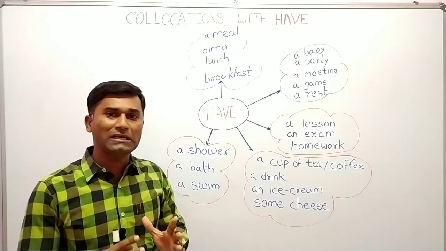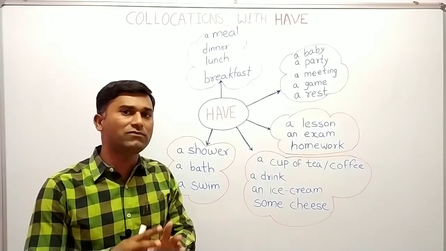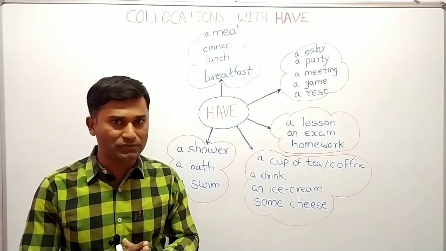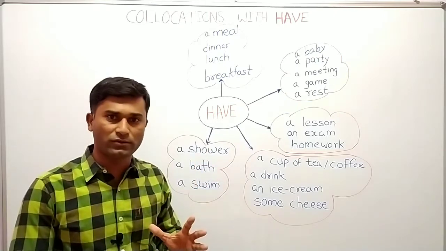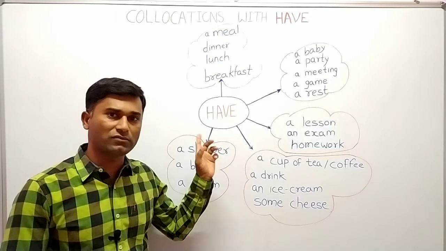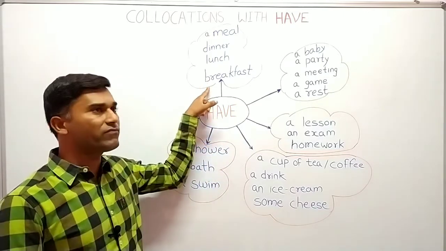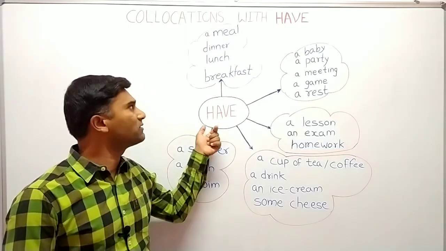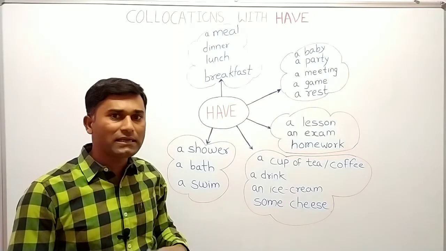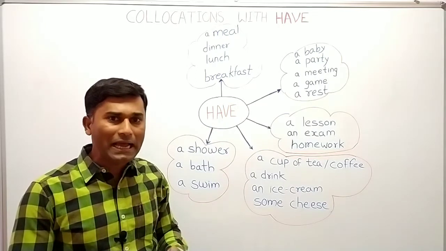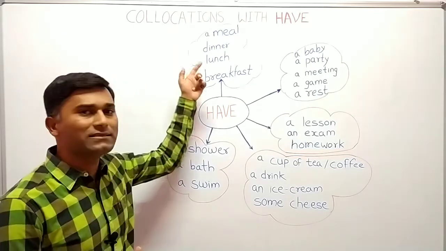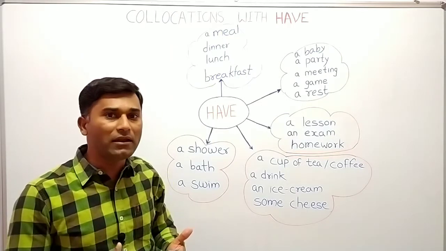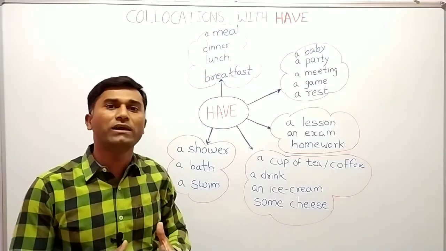When we speak, we make mistakes if we don't know the use of have. Here you can see that have is used with different words. Let us see with examples which words this have is used with. There are some groups of words, and with those groups of words this have is used. The first group is breakfast, lunch, dinner and a meal. So we say, let us have breakfast, or I had lunch, or I had dinner, or I'm going to have dinner, or let us have a meal. With these words we always use have.